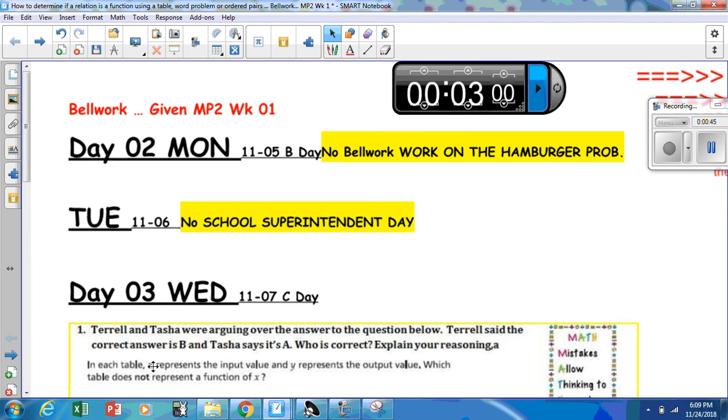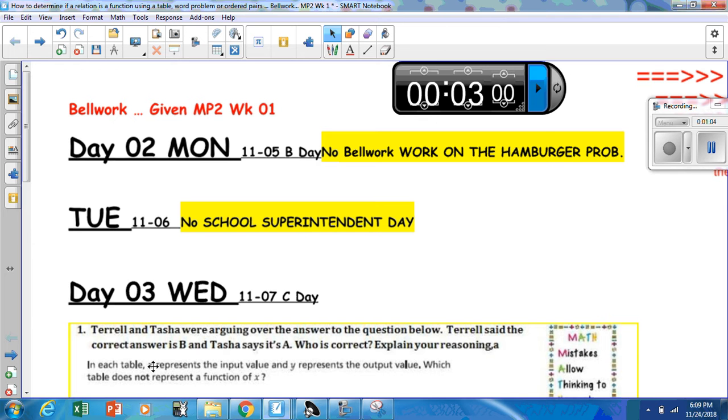Today we are going through Work from the Market, Period 2, Week 1: how to determine if a relation is a function, if I'm using a table, a word problem, or ordered pairs. So let's jump into this.